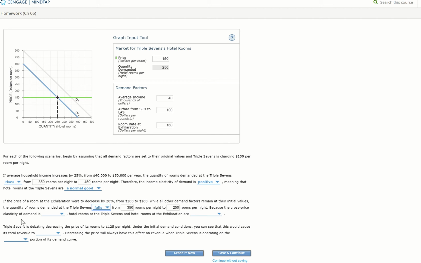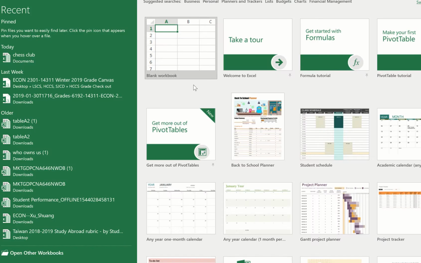Because the cross price elasticity for demand is what? All right, so guys, this is also your definition. So look at the cross price elasticity. If the price for one decreases, leading the quantity demanded for the other one to decrease as well, this will be a positive. If you want to know why it's positive, let me show you.